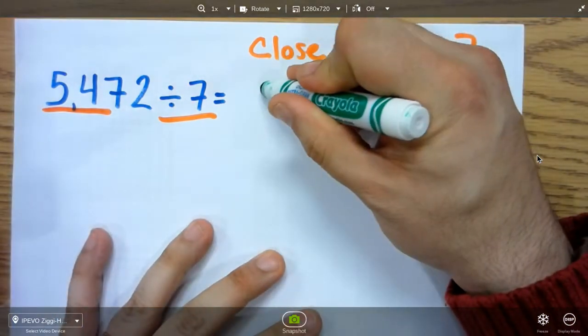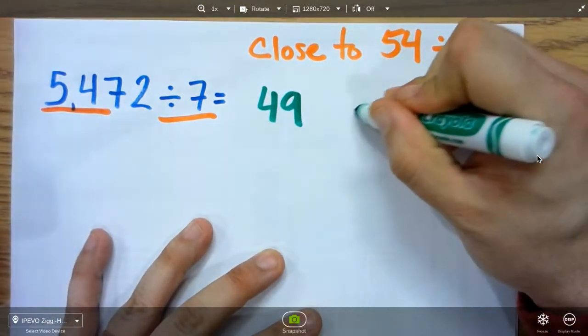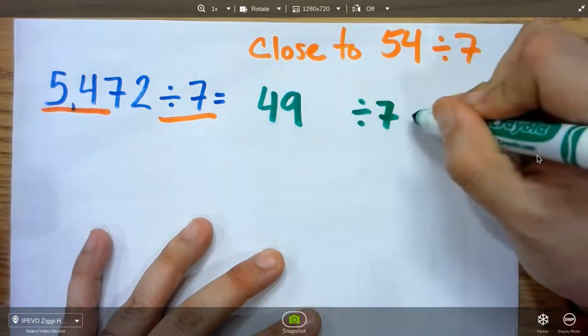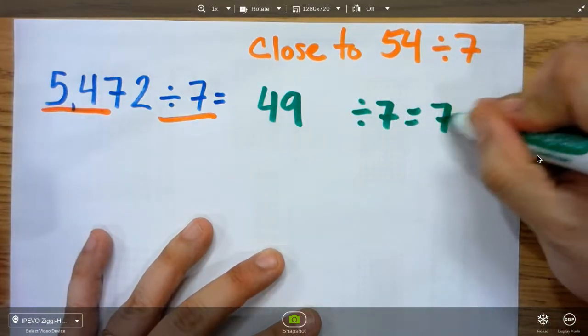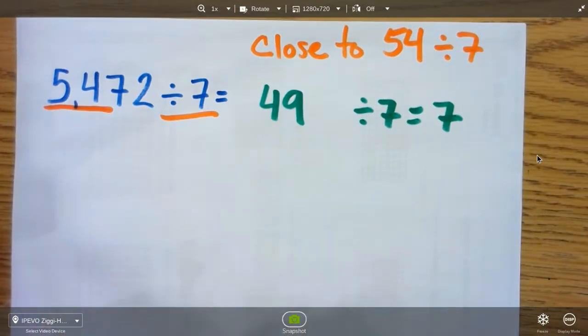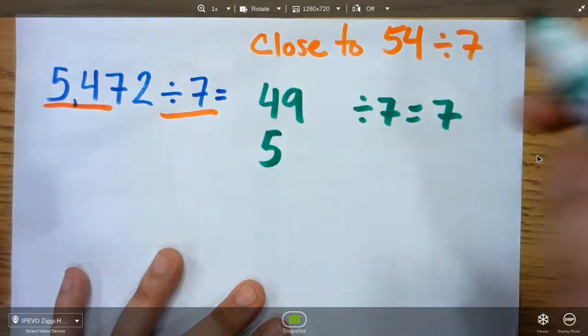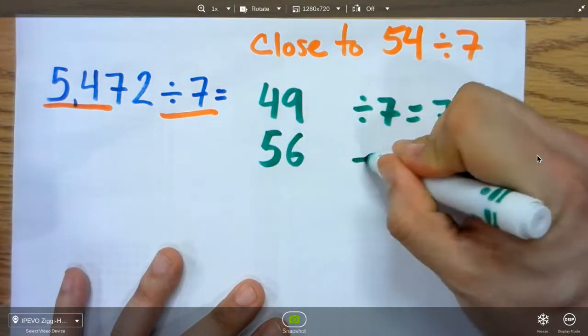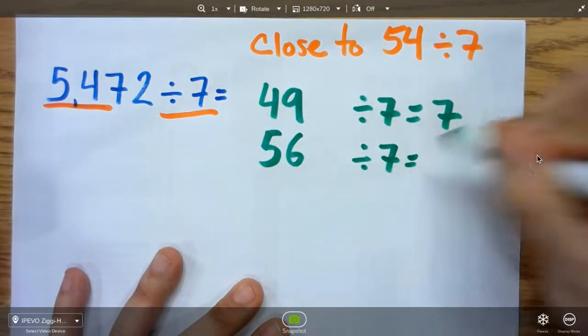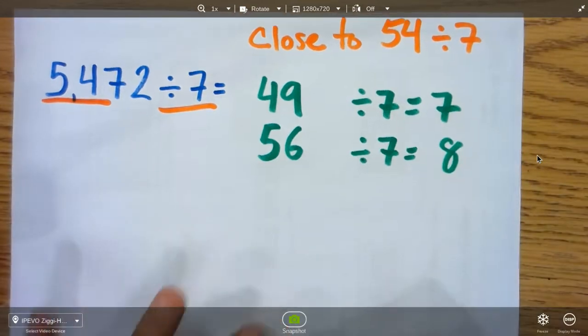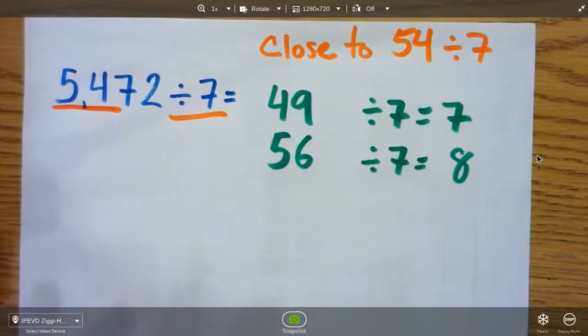So I'm going to put that down. I'm going to say 49 divided by 7 equals 7. And I also know that if I go higher, 7 times 8 is 56. So I'm going to do 56 divided by 7 equals 8. I was able to use my base facts here to be able to help me out.